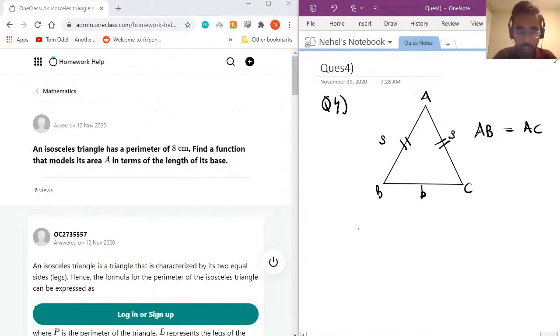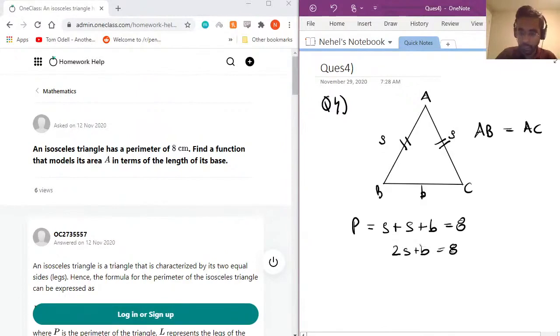So now we are given that the perimeter is 8. The formula for the perimeter is nothing but the sum of all those sides. So we will get S plus S plus B equal to 8, or we can say 2S plus B equal to 8.